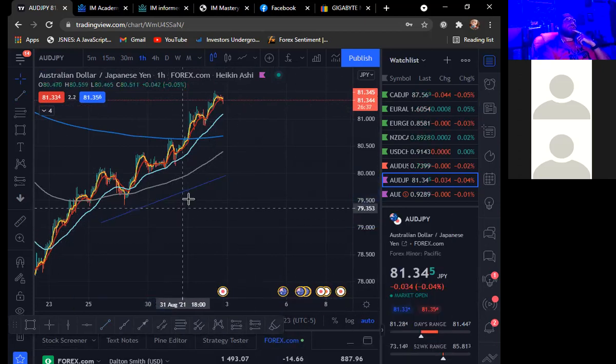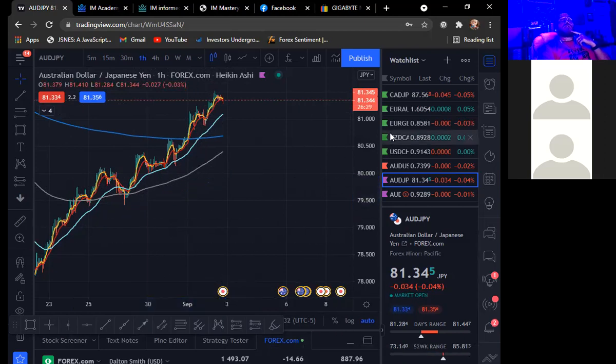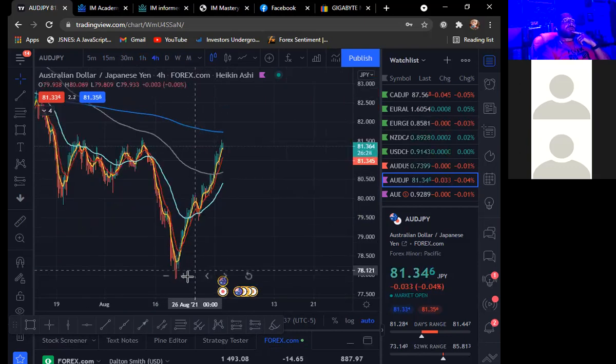I would need it to look like that, you know. Then I would consider taking the trade. But since the 800 is up here like this, that's a no-go for me. Hopefully for you as well. Let's see what it looks like on the 4-hour.